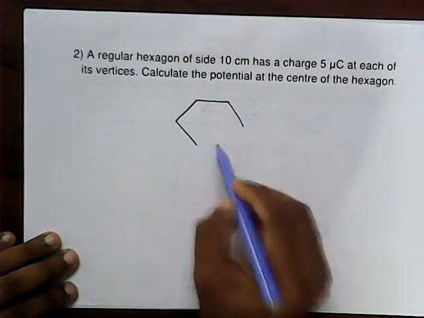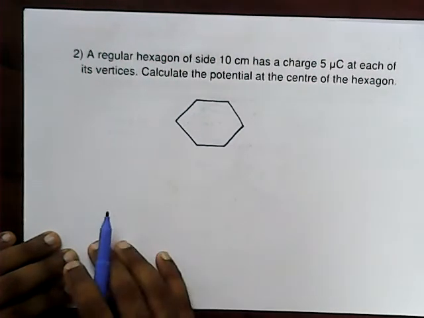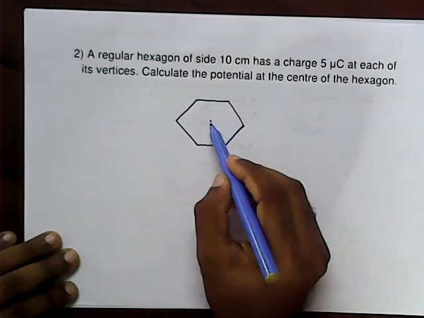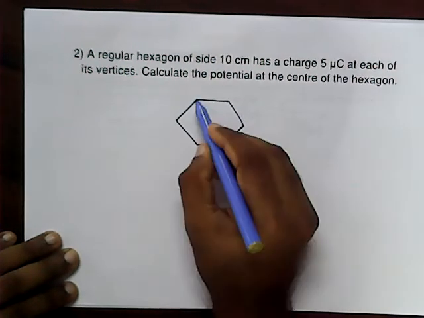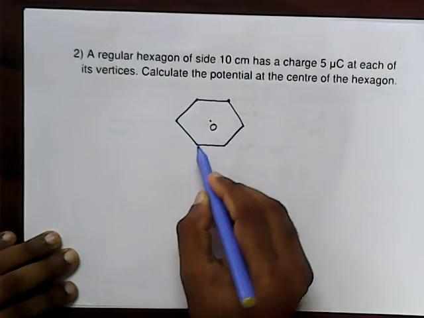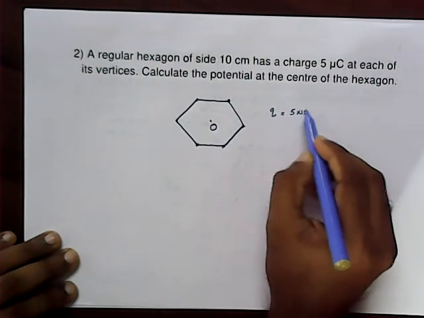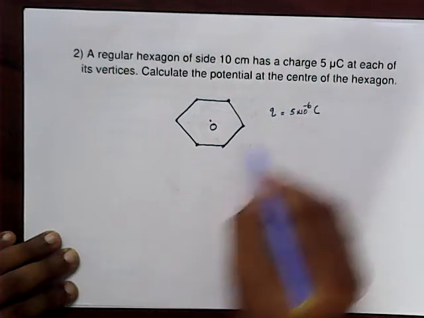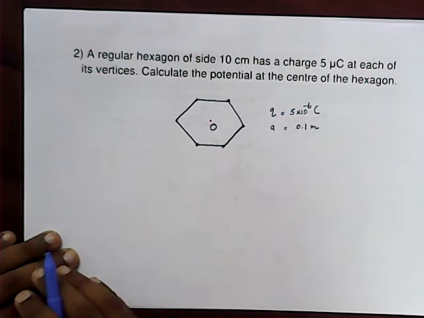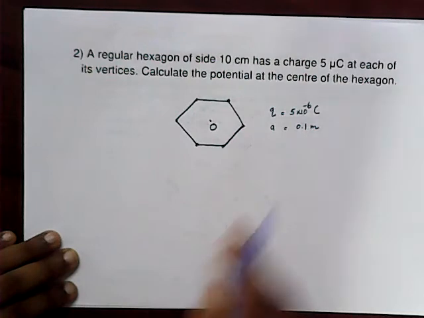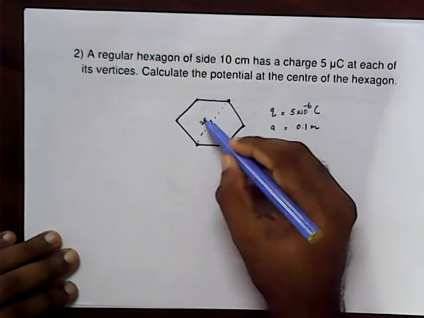The very important concept. And we have to find what is the contribution at the center O. At each corner, equal charges are placed, say Q, that is given as 5 into 10 raised to minus 6 coulomb, and the side A is given as 0.1 meter or 10 centimeter. And keep in mind, if this is A, and this distance is given as 2A, there is a very special property with the hexagon.